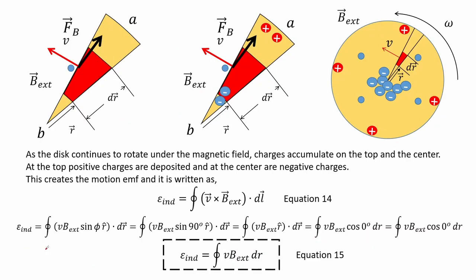As the disk continues to rotate under the magnetic field, charges accumulate on the top and the center. At the top, positive charges are deposited and at the center are negative charges. This creates the motional EMF and it is written as equation 15.